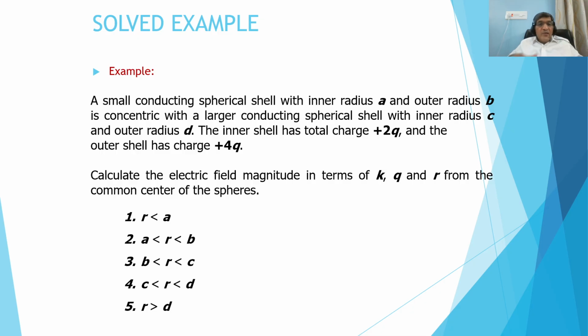So this is again a very nice question. We have a small conducting spherical shell with inner radius a and outer radius b, concentric with a larger conducting spherical shell with inner radius c and outer radius d. The inner shell has total charge plus q and the outer shell has charge plus 4q. Calculate the electric field magnitude in terms of these radii.